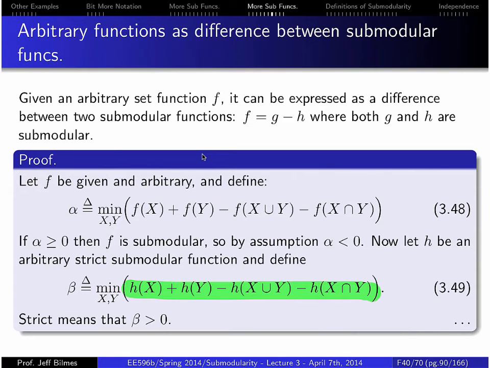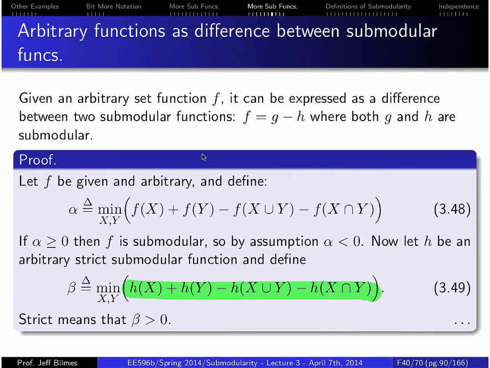But by strict, we mean that beta is strictly greater than 0. So there's no point at which h evaluates x and y to be equal. There's no equal point, x and y, where you're equal to the union and the intersection, which is kind of like a modular x and y. It's sort of a separable x and y. So you're never, in some sense, modular in that sense. And by beta being greater than 0, you're taking the minimum beta, and the smallest possible beta is greater than 0.